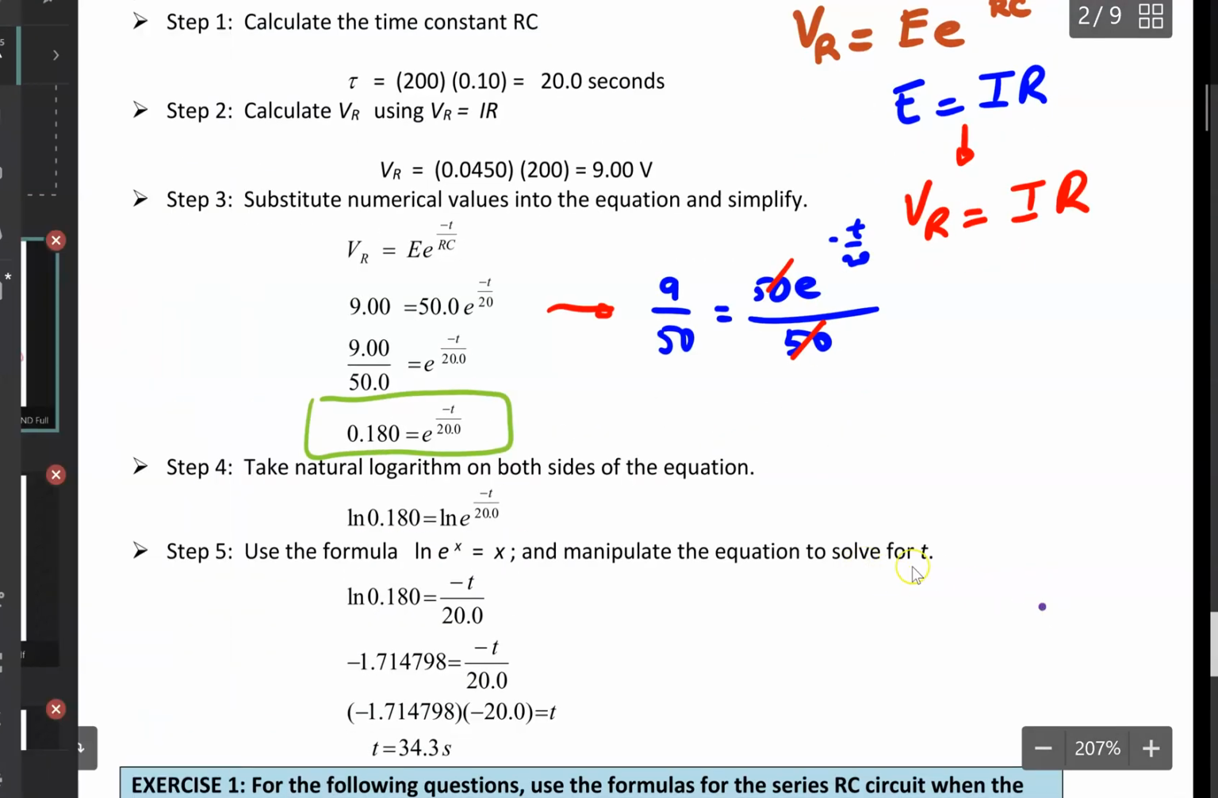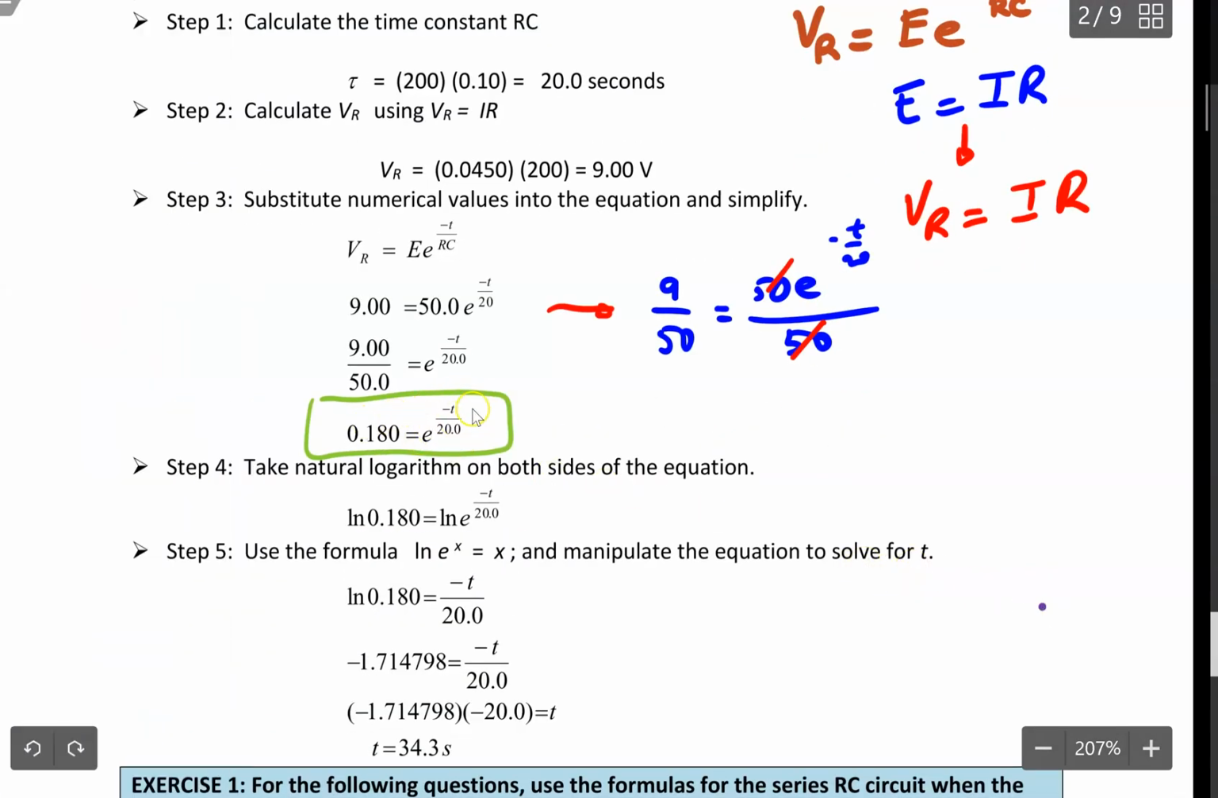So right here I have just one number equal to that. So I take the natural logarithm of 0.180 and at the same time I take the natural logarithm of e raised to this exponent. Because we mentioned that logarithm is an operation, right? It's an operation using your calculator. So whatever operation you apply to this side of the equation, you have to apply the same operation on the other side. Alright, okay.